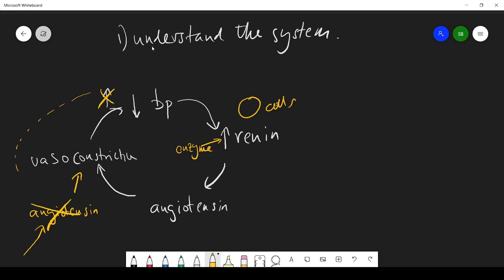So you choose a target by understanding the system, and you're looking for a protein that you can find drugs or chemicals which will block that protein or stimulate that protein, as the case may be.